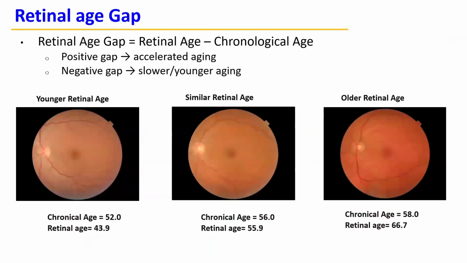So here is an example of the retinal ages we calculated. In the left image, the retinal age is younger than the chronological age. This person must have a healthy lifestyle. In the middle image, the chronological age and the retinal age are similar. And on the right, the retinal age is older, which you don't want, because it indicates that you are beyond your chronological age, which is not good.